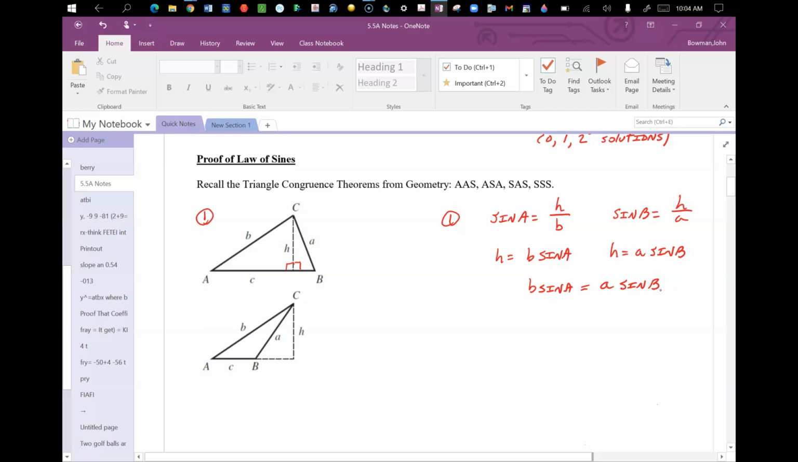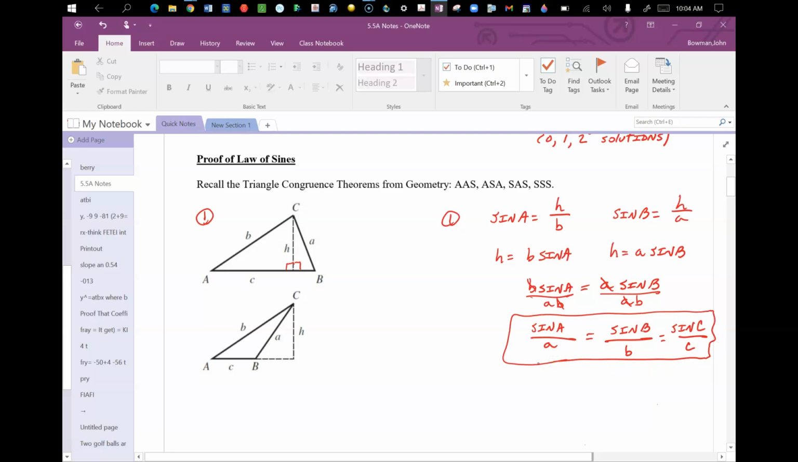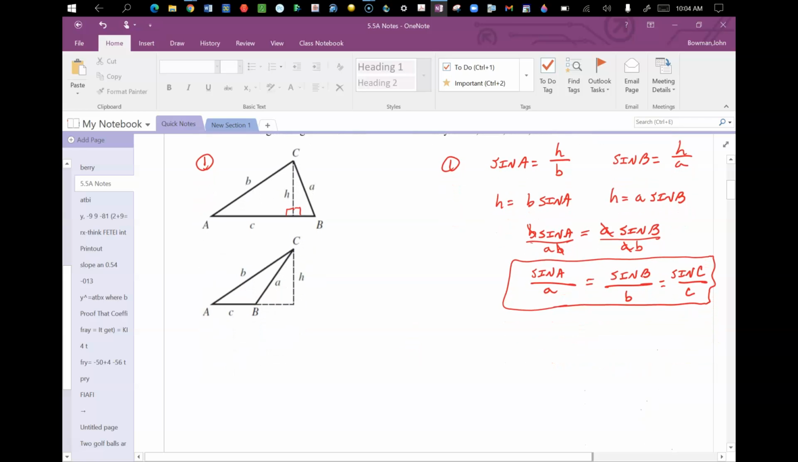And we could then divide both sides by a and both sides by b, and you would see that the a's would cancel out on the right-hand side and the b's would cancel out on the left-hand side, and we have the sine of angle A over side a is equal to the sine of angle B over side b, which we can extend and say is equal to the sine of angle C over side c. And that is the law of sines. We can also write that by taking the reciprocal of all three parts.